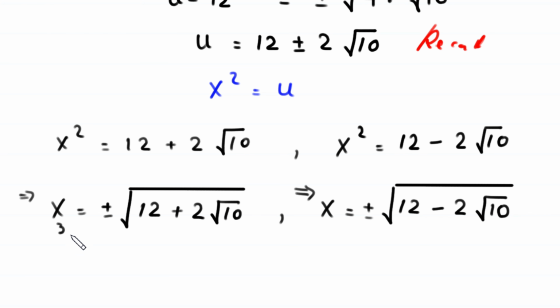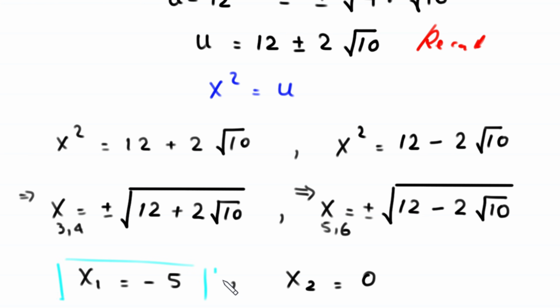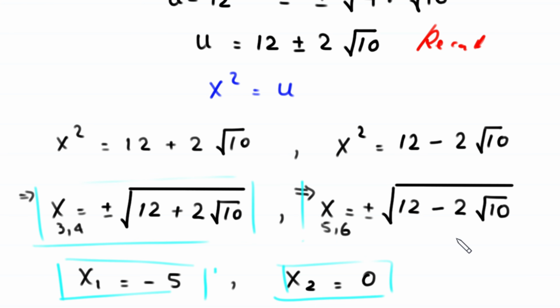This is the third and fourth solutions, and this is the fifth and sixth. And first we found that x1 equals negative 5 and x2 is equal to 0. So we have 6 solutions for this equation: negative 5, 0, plus minus root of 12 plus 2 times root 10, and plus minus root of 12 minus 2 times root 10.